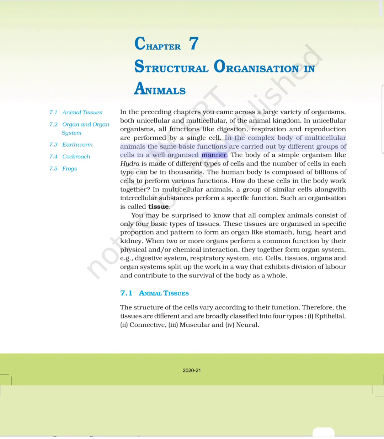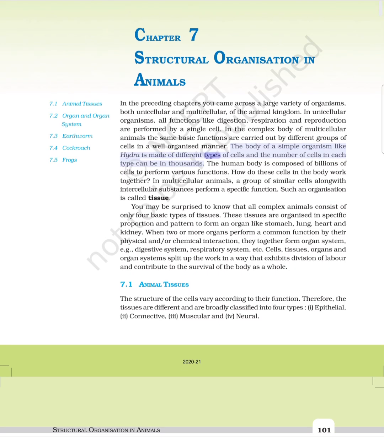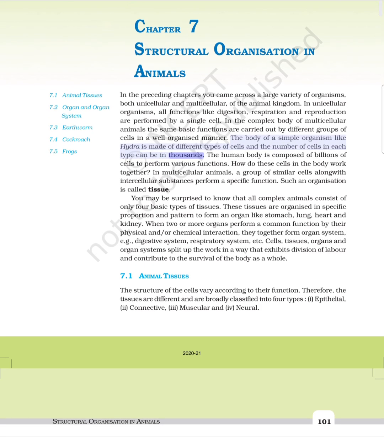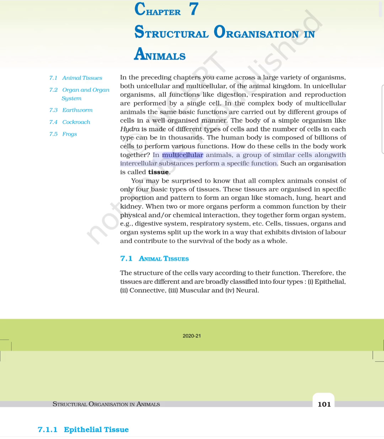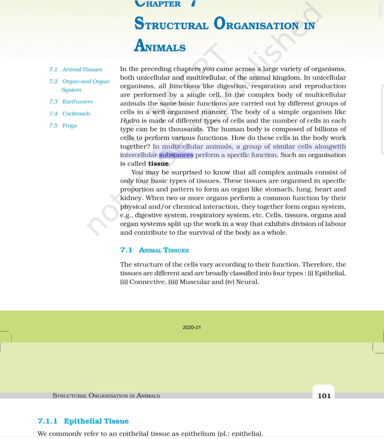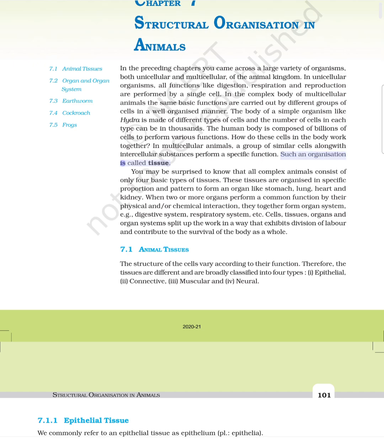a well-organized manner. The body of a simple organism like Hydra is made of different types of cells, and the number of cells in each type can be in thousands. The human body is composed of billions of cells to perform various functions. How do these cells in the body work together? In multicellular animals, a group of similar cells along with intercellular substances perform a specific function. Such an organization is called tissue.